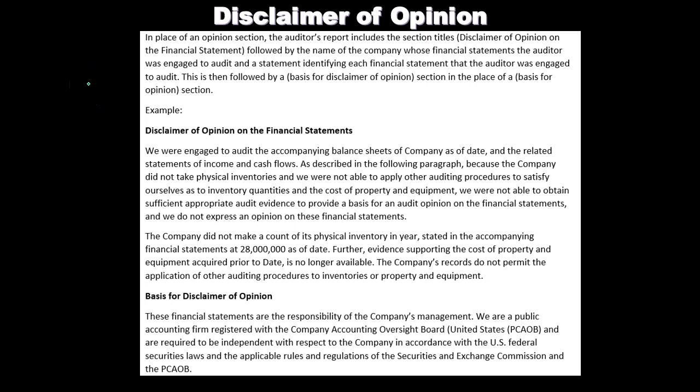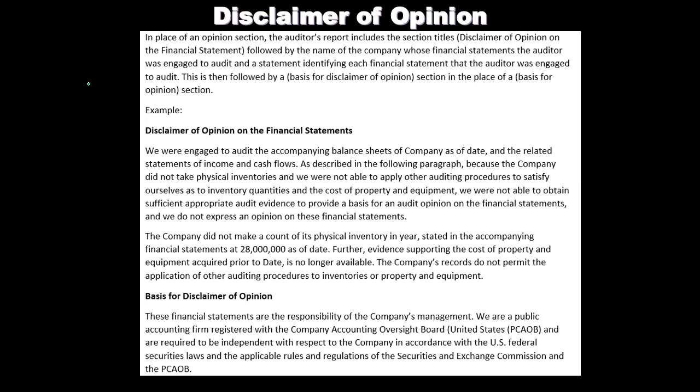In place of an opinion section, the auditor's report includes the section title Disclaimer of Opinion on the financial statements, followed by the name of the companies whose financial statements the auditor was engaged to audit, and a statement identifying each financial statement that the auditor was engaged to audit. This is often followed by a basis for disclaimer of opinion section in place of a basis for opinion section. So an example might be something like this.